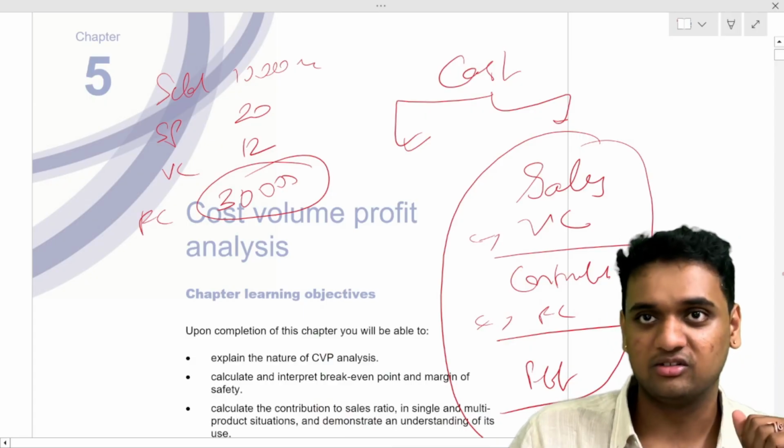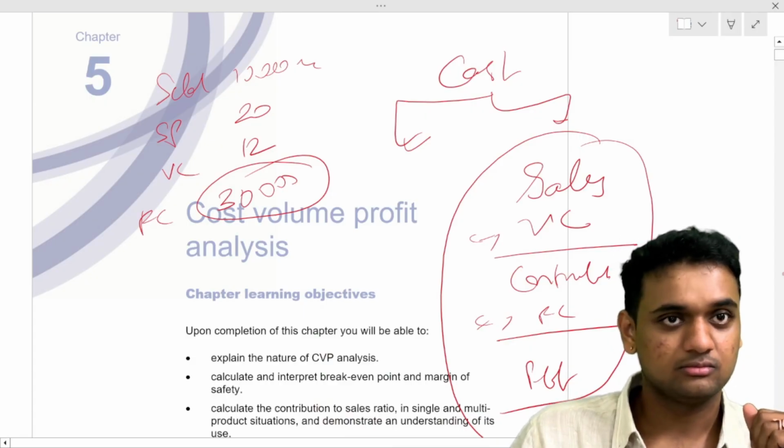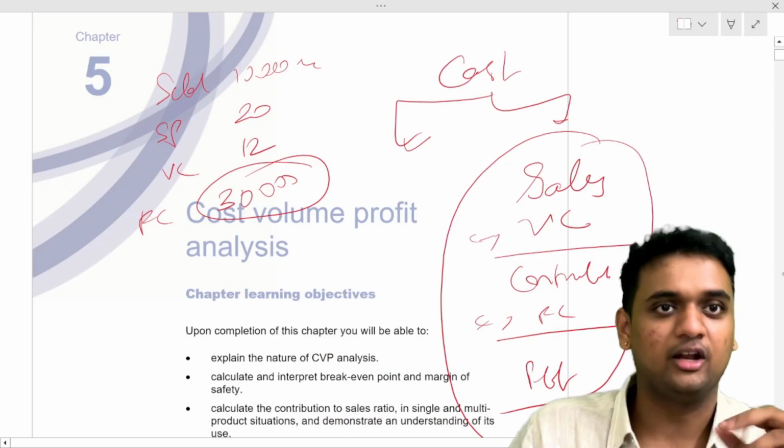How did you find 10 units? Fixed cost is 100. But how did you find 10 units?